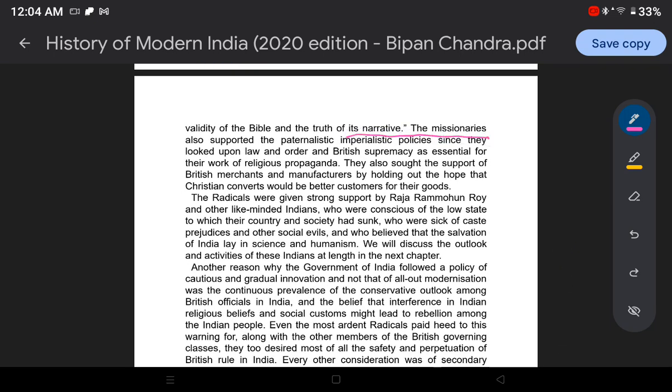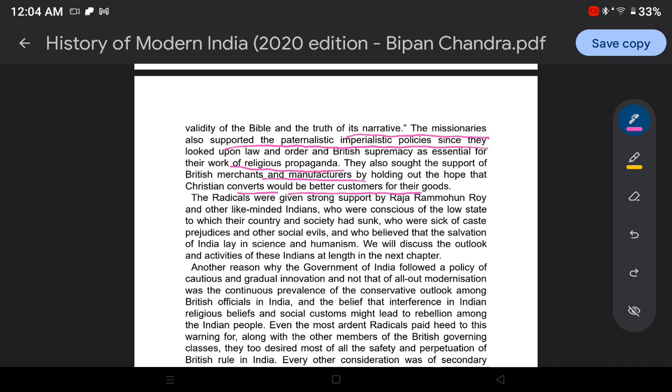The missionaries also supported the paternalistic imperialistic policies since they looked upon law and order and British supremacy as essential for their work of religious propaganda. They also sought the support of British merchants and manufacturers by holding out the hope that Christian converts would be better customers for their goods.